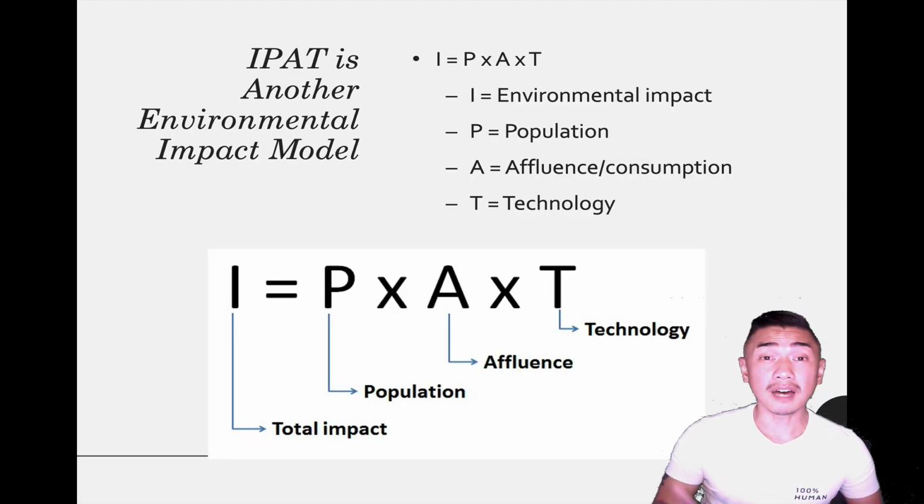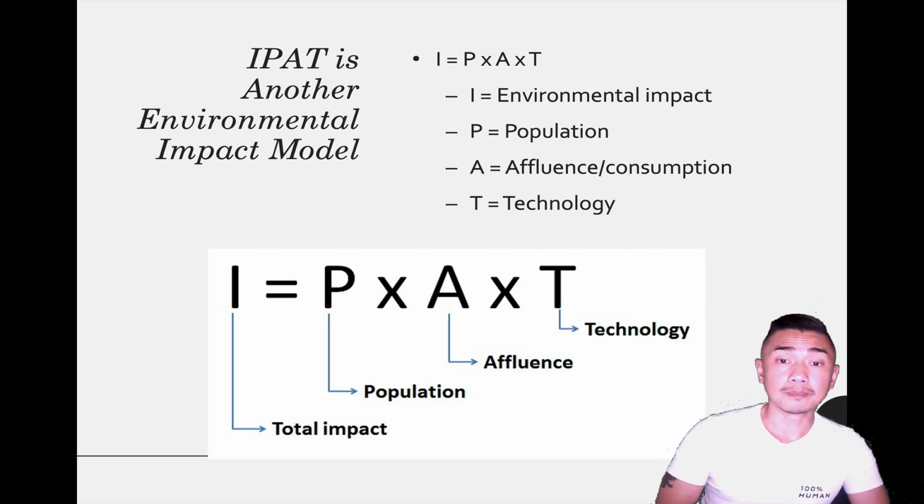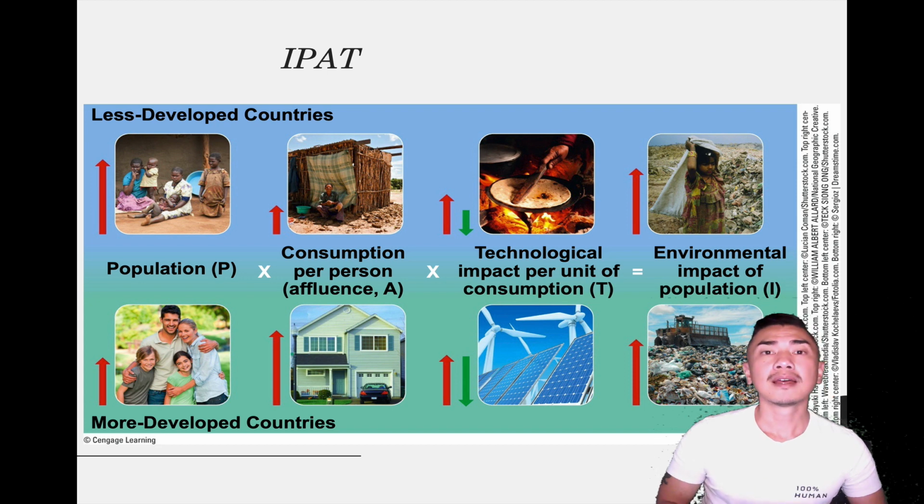IPAT is another way of looking at our impact on the environment. I stands for impact, P stands for population, A stands for affluence, and T stands for technology. And the combination of population, affluence, and technology create our impact on the environment. Less developed countries and more developed countries can both have a large impact on the environment. Less developed countries can have a high impact through high population. More developed countries can have a high impact due to high affluence.